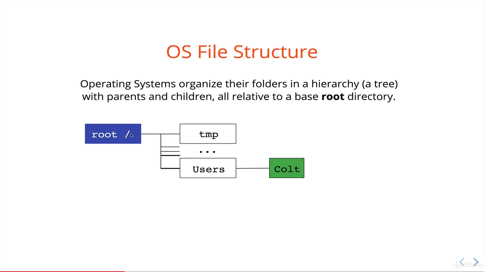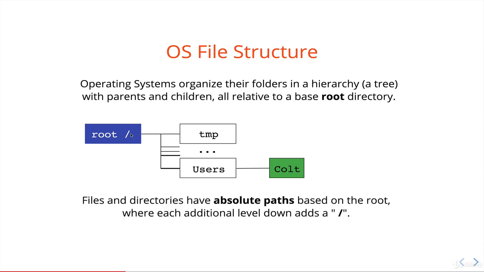Now, why does this root matter? Well, every single file and folder on your computer has what's known as an absolute path. So an absolute path is just a way of referring to a file or folder based off of its position relative to the root. So for example, this cult directory is located inside of users, which is located inside of root.